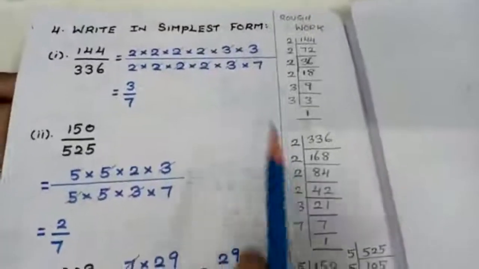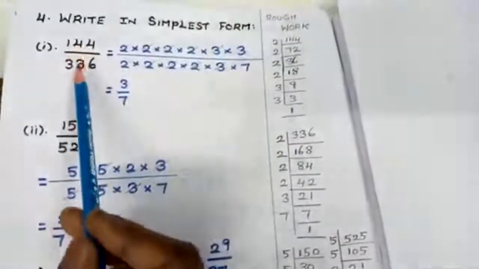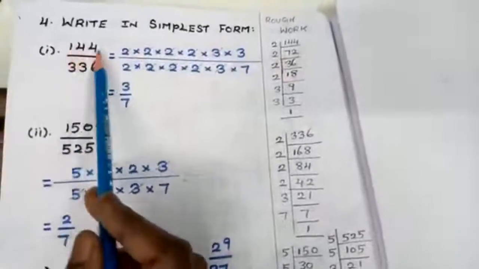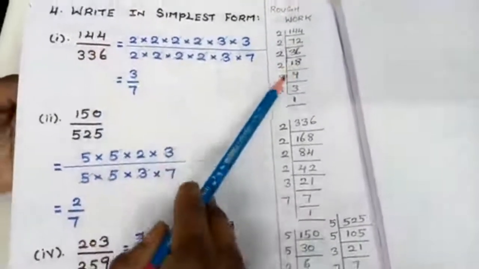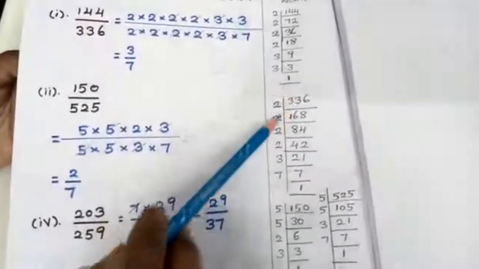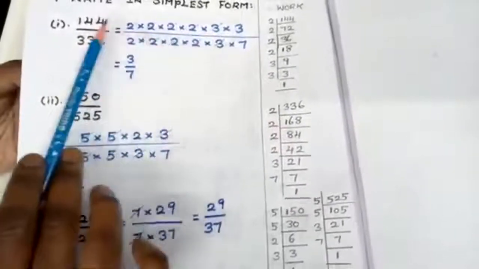Number 4, write in simplest form. They are asking you to simplify, that is, they are asking you to cancel this term and write it in simplest form, students. That is 144 divided by 336. You are going to find the factors by the normal way, using the prime factorization method. After finding the factors, write the values in this place here, students.